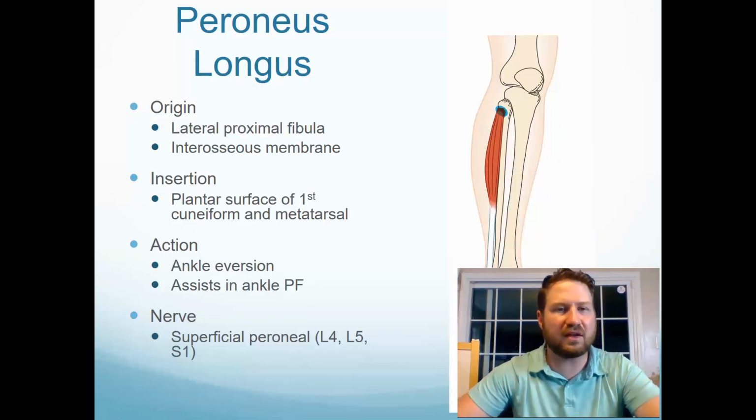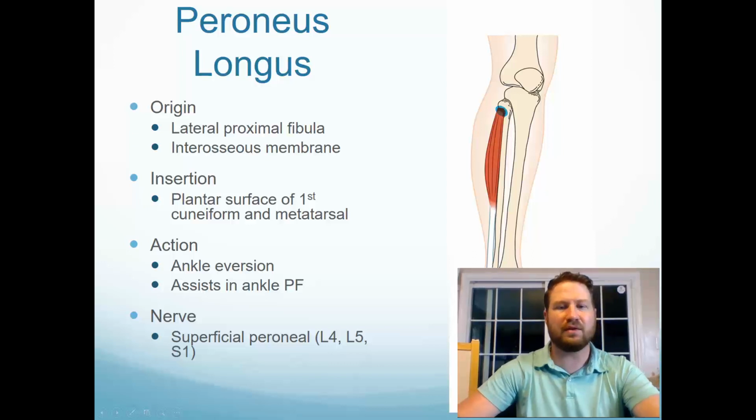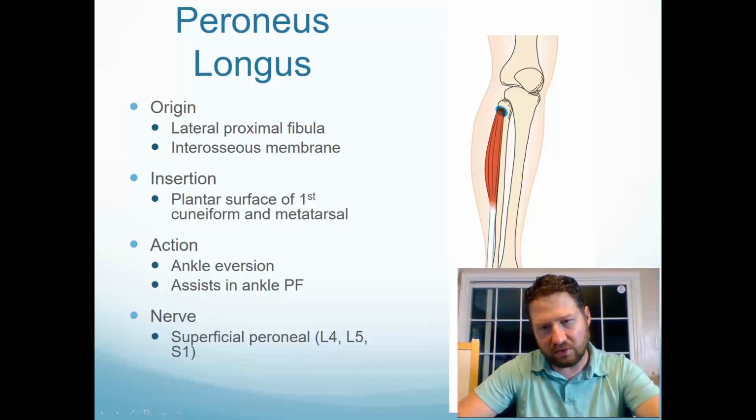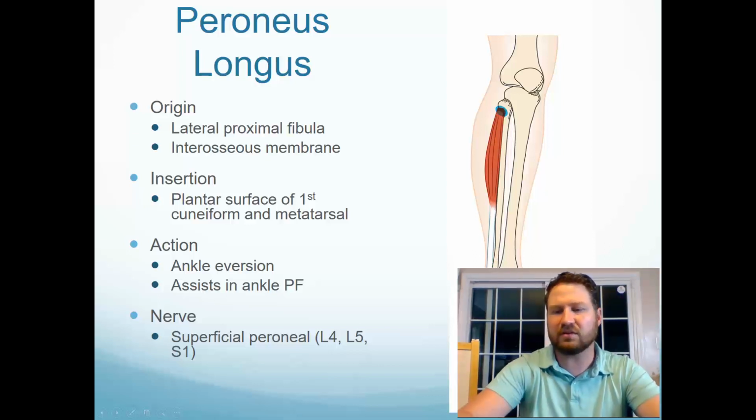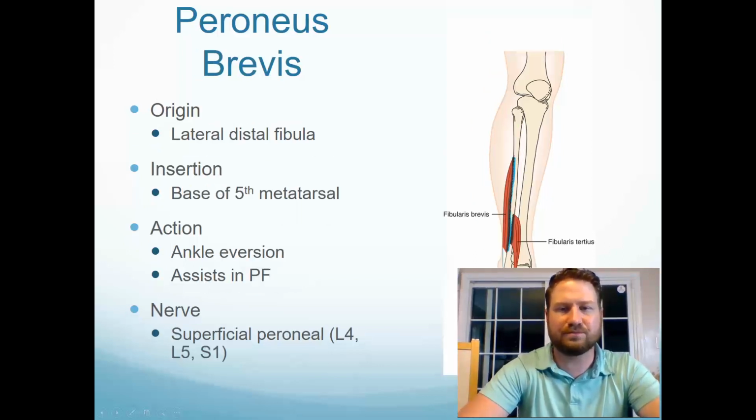All right, so our peroneus longus attaches to the lateral proximal fibula and goes down around the lateral malleolus, underneath the base of the foot, and inserts on the plantar surface of the first cuneiform and metatarsal. So it's going to help to dynamically stabilize that transverse arch. Its main job is ankle eversion, but because it wraps around, it's also going to help with plantar flexion.